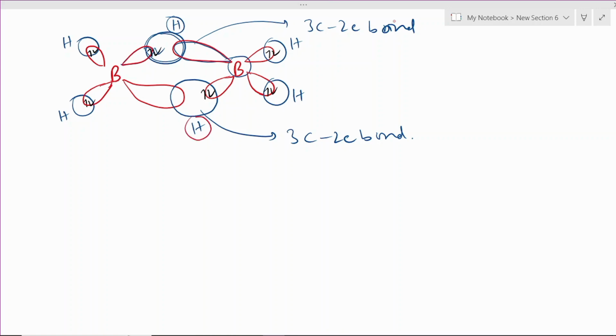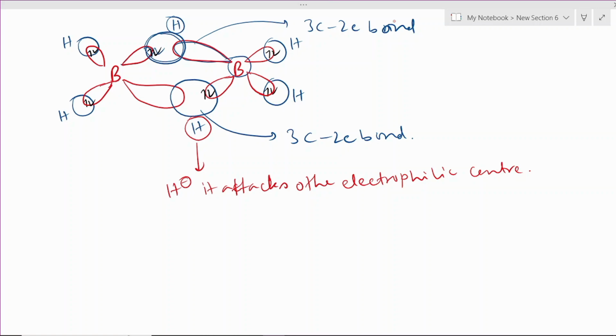That's how it acts as a reducing agent. This hydrogen leaves as hydride when the reaction takes place, and it attacks another electrophilic center.